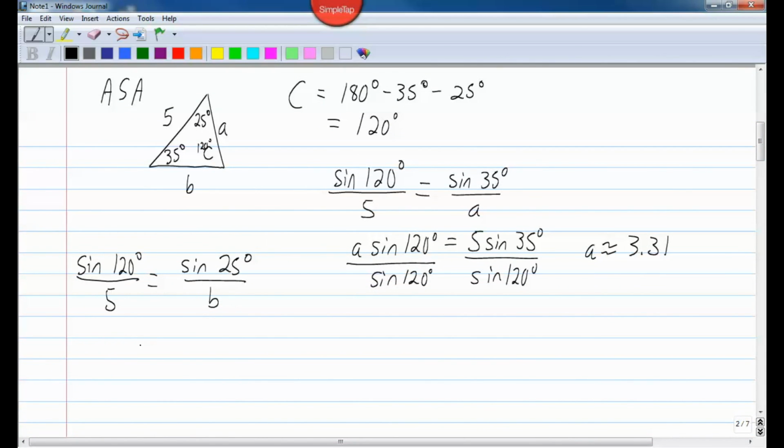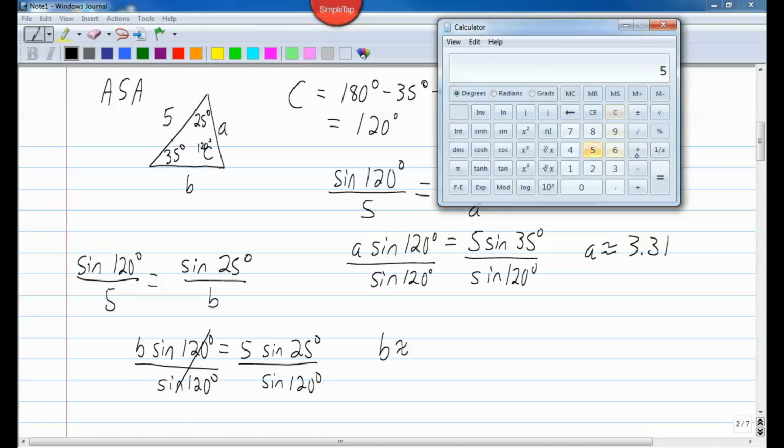Now cross multiply. So I have B times the sine of 120 degrees is equal to 5 times the sine of 25 degrees. So divide both sides by the sine of 120 degrees. So side B is approximately, let's work this out in the calculator and see. 5 times 25 sine equals, divided by 120 sine equals. Alright, so I have 0.49.